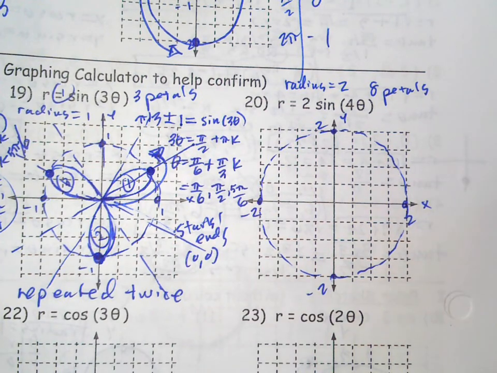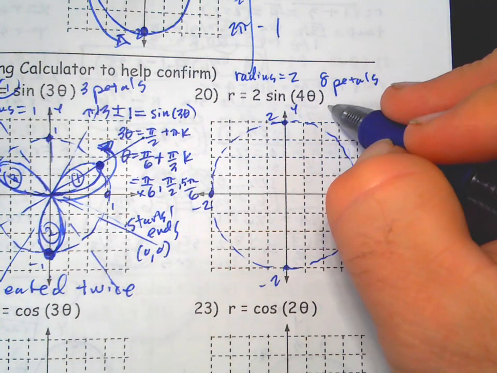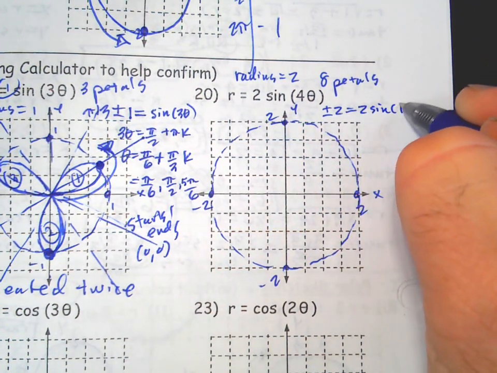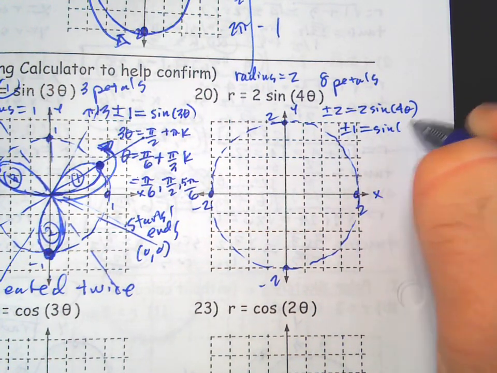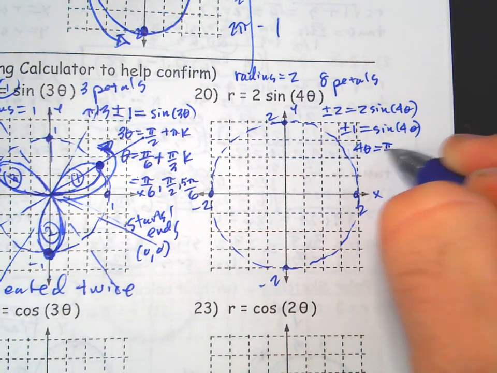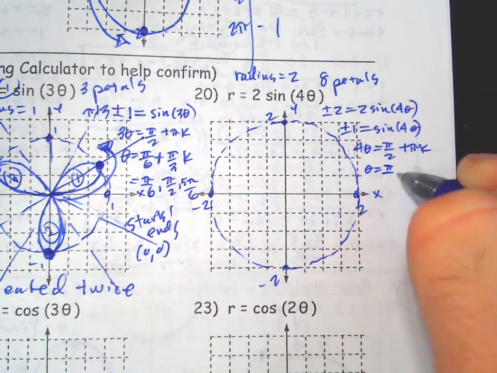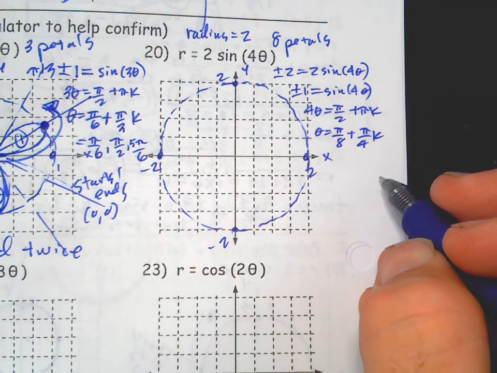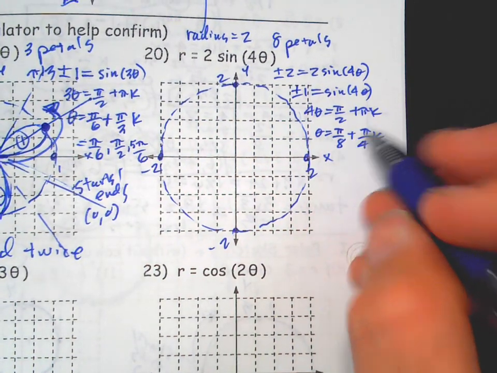Okay. Then we have to figure out what the tips of the petals are. So plus or minus 2 equals 2 sine 4 theta, which becomes plus or minus 1 equals sine 4 theta. And so then 4 theta equals pi over 2 plus pi k. And then theta equals pi over 8 plus pi over 4k. And I think we could actually get away without listing all the angles because this is enough information.